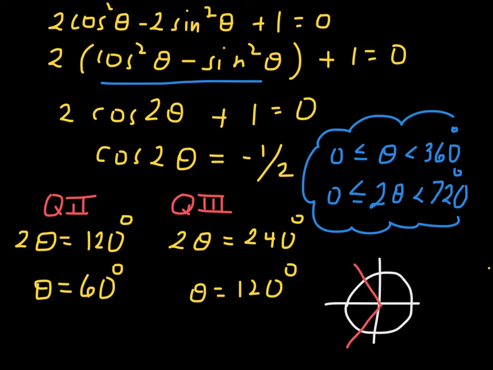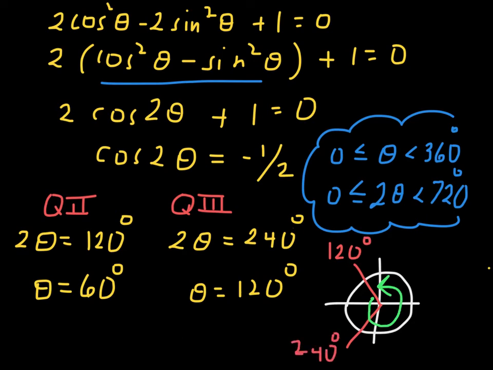Now remember, 2 theta has to go between 0 and 720. So far, you've only given substitutions for 2 theta between 0 and 360, right? So this is what I want you to do. What is this? This is 120 degrees, right? Add 360 to that. Here, let me label this. I think it'll be better. There we go. This is 120 degrees, and this is 240 degrees.